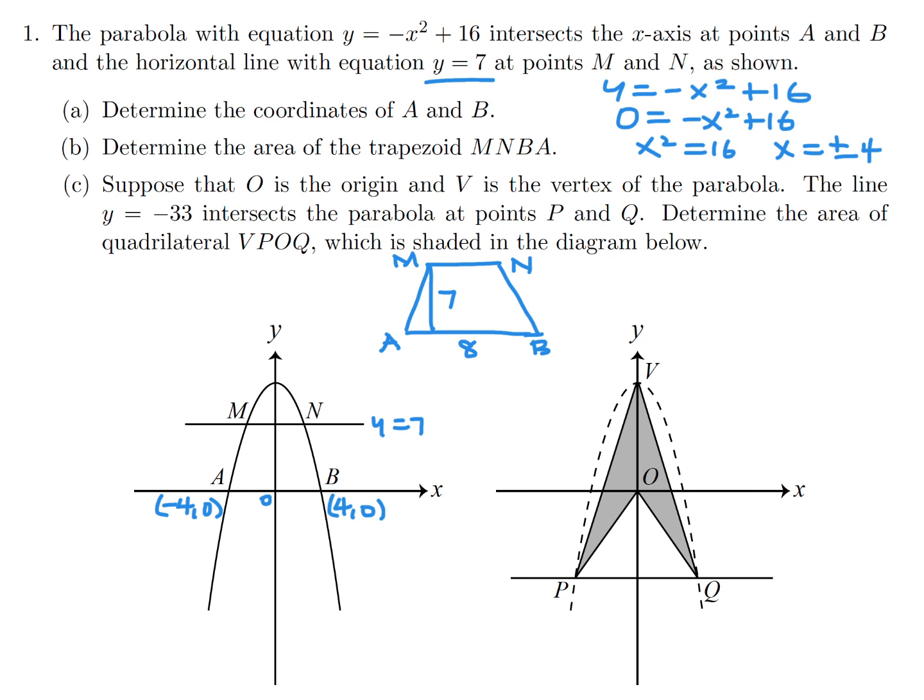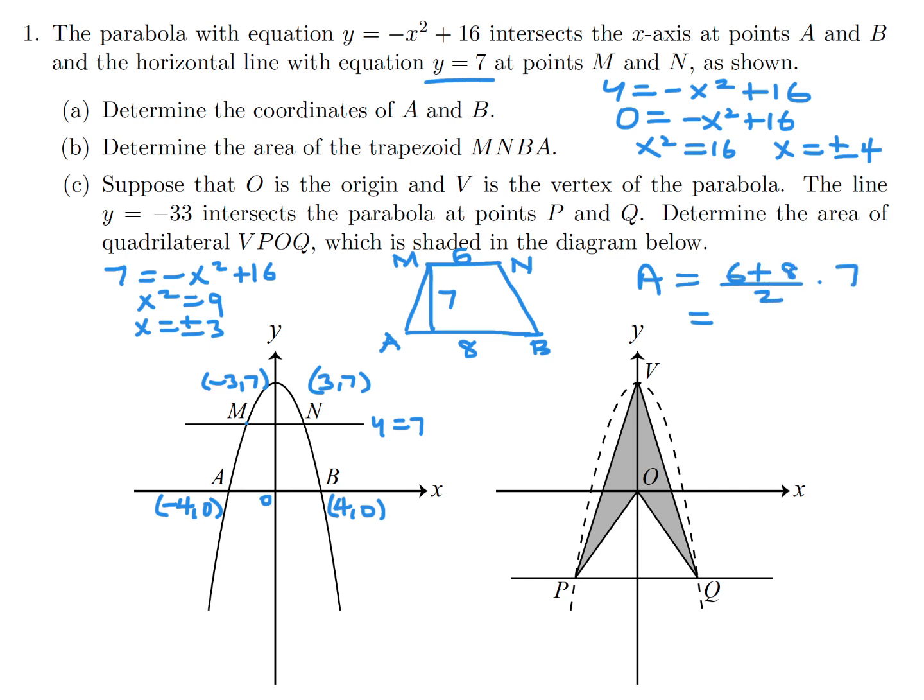And then M to N, I would have to do a separate calculation. That is, when y is 7, we have to figure out what x is. So x squared is 9, so x will be plus or minus 3. So M is (minus 3, 7), and N is (3, 7). So to go from M to N, it's actually 6 in terms of the length. So the area of a trapezoid, you'd go 6 plus 8 divided by 2 times that height. And when you do the math, I believe it is 49.